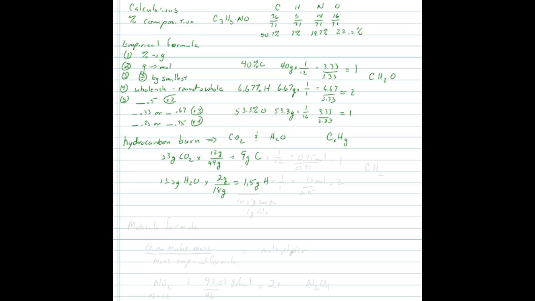Now we can do like we did with the empirical formulas. 1 over 12, 1 over 1, and that will give you moles, which is 0.75 moles of carbon and 1.5 moles of hydrogen. Divide by the smaller, and you get a 1-to-2 ratio. So the empirical formula is CH2.